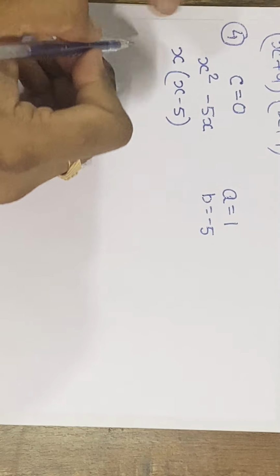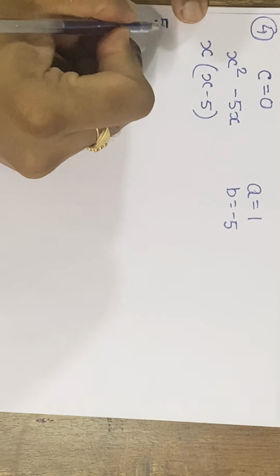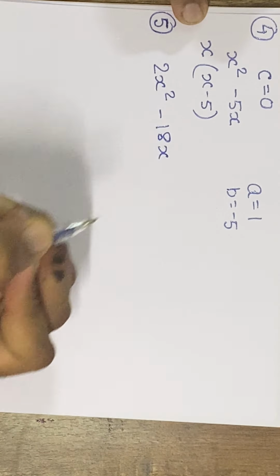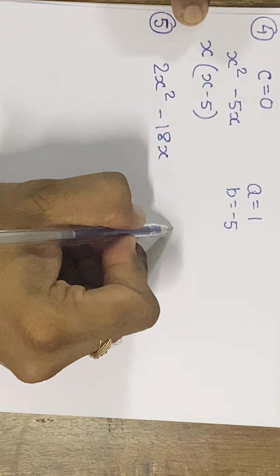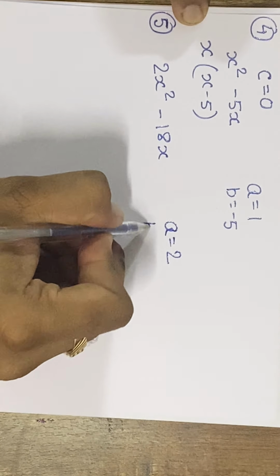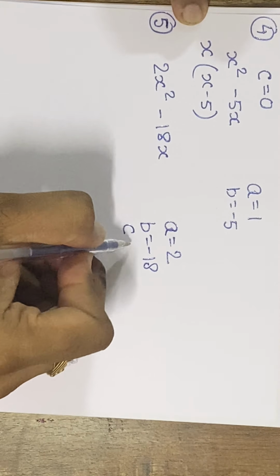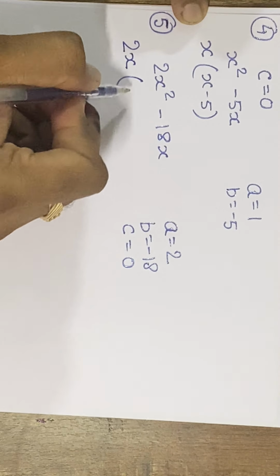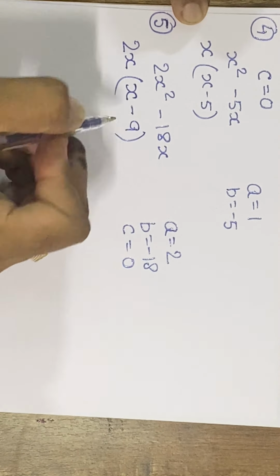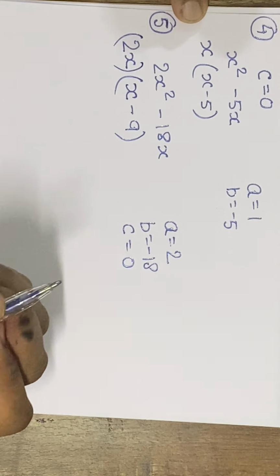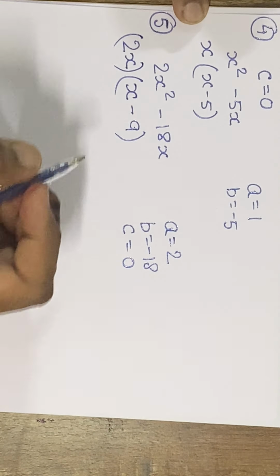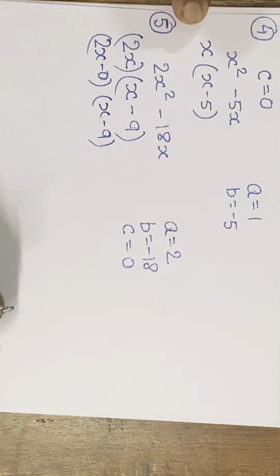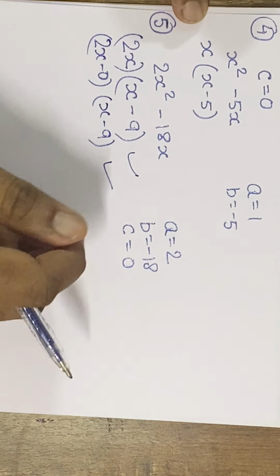Okay. I'll take one more example to show you. Question number 5. Suppose I say 2x square minus 18x. In this quadratic equation, the value of a is 2, b is minus 18 and c is 0 because there is no constant. You take 2x common, so inside x minus 9. This is factorization. You can put this in brackets like this. The whole thing is done. If you want, you can write it as 2x minus 0 or x minus 9. It's the same thing. Okay, this is correct, this is correct.